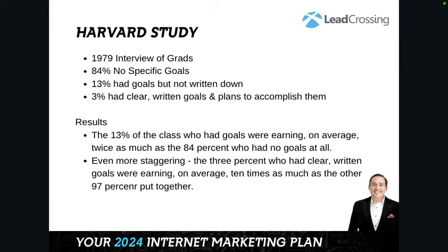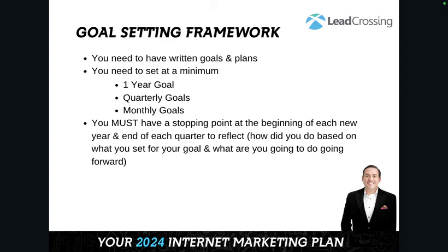There was a Harvard study done, and they looked at graduates, and they said 84% of those graduates had no specific goals. 13% had goals, but they weren't written down. And only 3% had clear written goals and plans to accomplish them. So when they looked at the results, the 13% who had goals were earning on average twice as much as the 84% that had no goals. And the 3% who had clear written goals were earning on average 10 times as much as the other 97% put together. So for us, as we're growing businesses and we're attracting people, having clear goals tells us if we're on the right track or not, and ultimately puts the pieces in place to help us be successful.